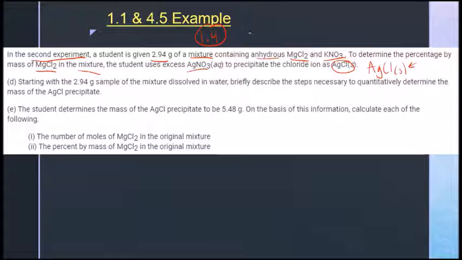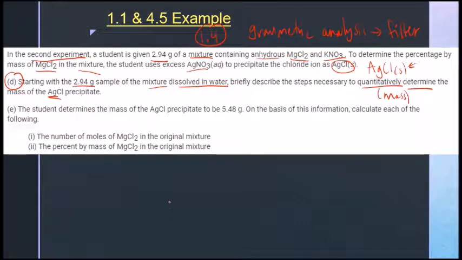We filtered it, exactly. This is where we did gravimetric analysis. Anytime you have a precipitate and you want the mass of that precipitate, you are doing gravimetric analysis and you're going to filter it. So that's what this question's all about. Starting with this gram sample mixture dissolved in water, briefly describe the steps necessary to quantitatively determine, that's finding that mass, of the silver chloride precipitate. So that's the first thing. What were the steps of the filtering? What did we do in order to find the mass?